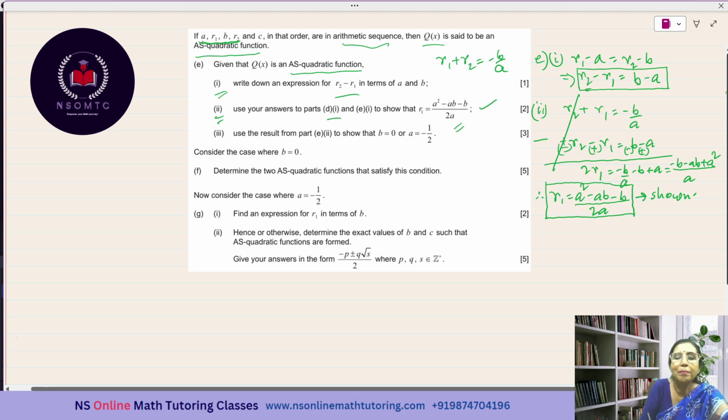Part I: use the result from part E(ii), that is this one, to show that B is equal to 0 or A is equal to negative half. It is containing 3 marks. And they have asked us to use this. We will be using that expression, but since we have to get numerical values of B and A, we have to have some equation. If we don't have any equation, this is just an expression of R1. In order to get a numerical value of a variable, we need an equation, and after solving that equation, we will get the numerical value of the variable used in the equation. That is the general process.